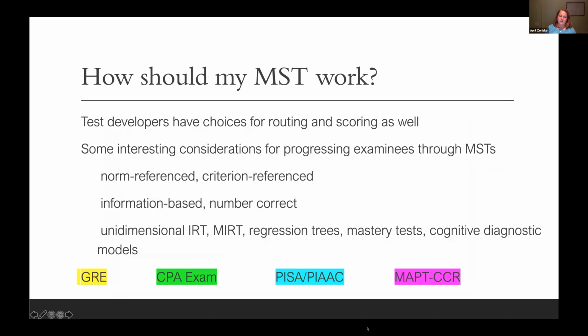The second framing question I had was really focused on how should my MST work? There are lots of ways to think about routing, whether you do norm referenced or criterion referenced or information-based, number correct, all of this kind of thing. I'm just mindful of time here.